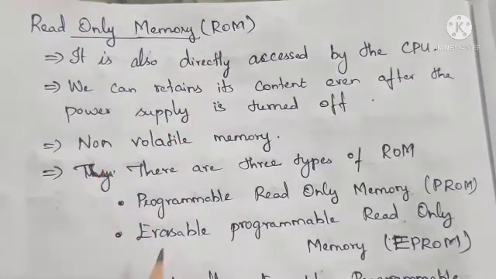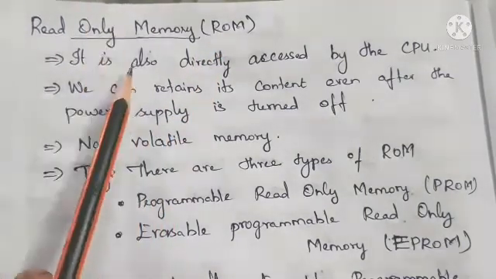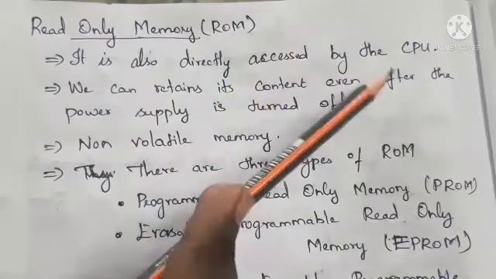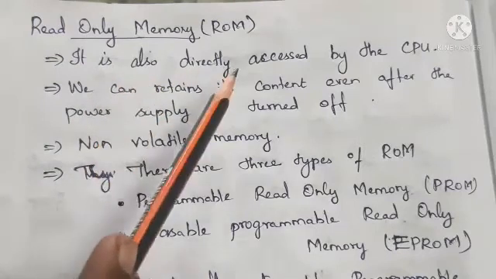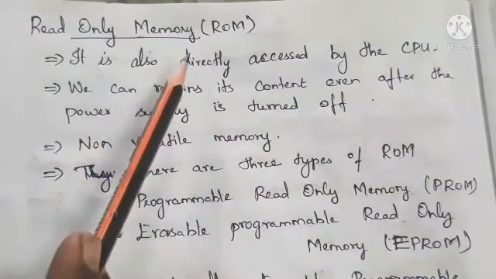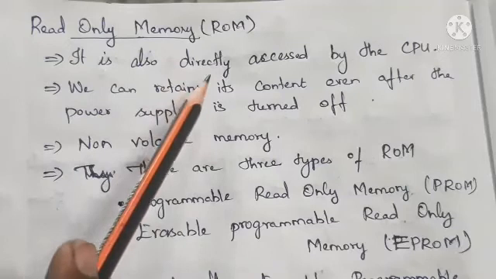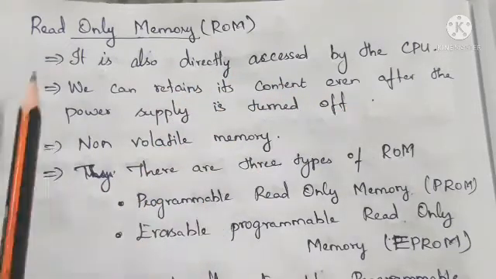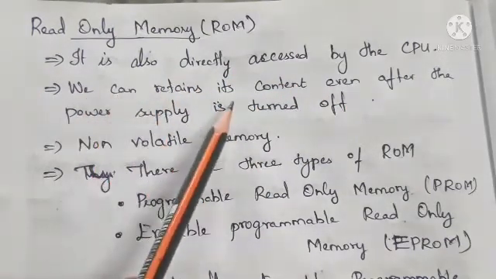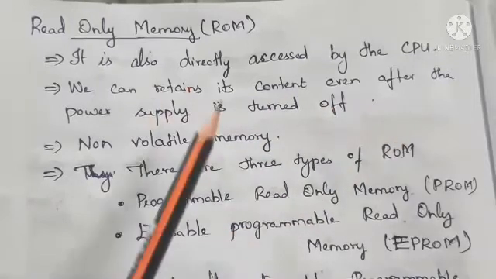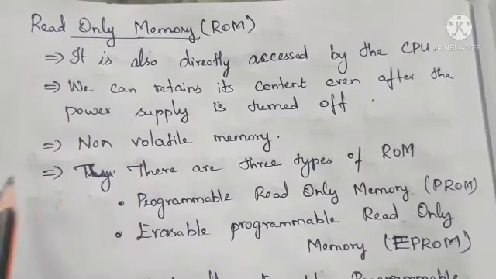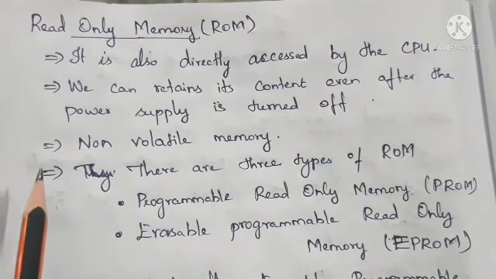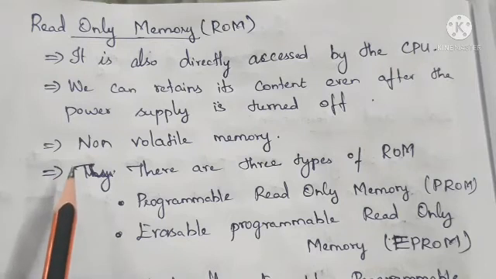So the second one is read only memory, otherwise ROM. Look at the points under read only memory. It is also directly accessed by the CPU. Like the primary memory, the read only memory is also directly accessed by whom? By the CPU. Next, the second point: we can retrieve its content even after the power supply is turned off. Even when the power supply is off, we are able to retrieve the data and information from the read only memory.